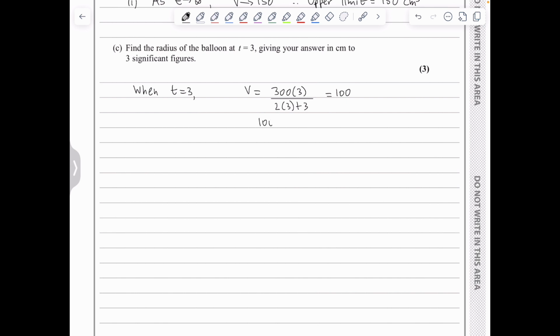So we know that 100 is equal to 4 over 3 pi r cubed, which was given in part a. So we proceed by dividing both sides by 4 pi over 3. So 100 over 4 pi over 3 is equal to r cubed, and I will take the third root of 100 over 4 pi over 3 to find the value of r. So if we plug this on the calculator, we get that r is equal to 2.879411, which correct to 3 significant figures is 2.88 centimeters.